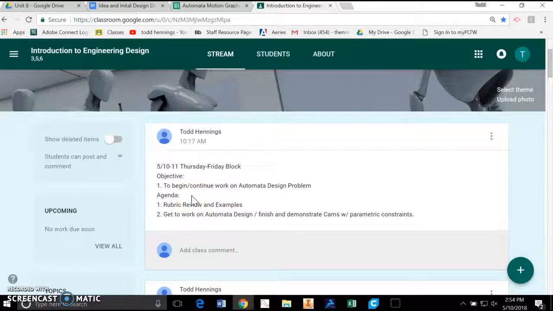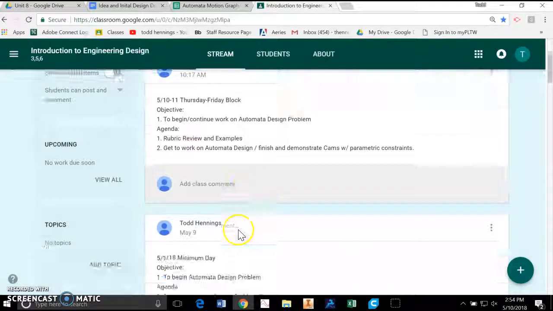I want to quickly go over with you what I expect you to do. Remember, we are working on the automata design problem, and the way you work from your neighbor may be totally different, but at the end of the project, we all need to have everything accounted for. So I just want to review and show you some examples of how I've started that.